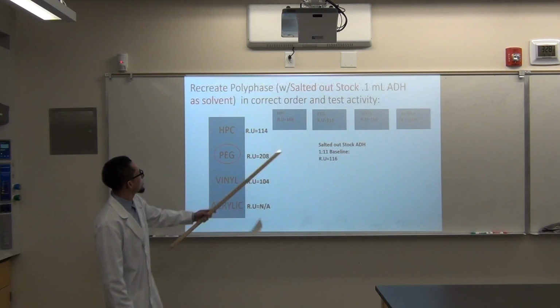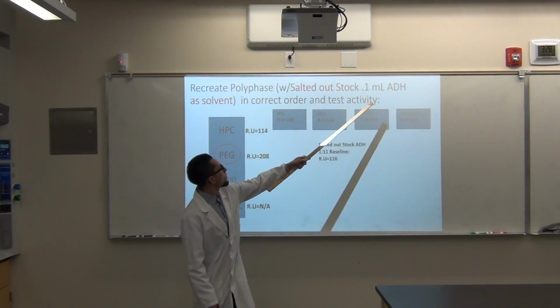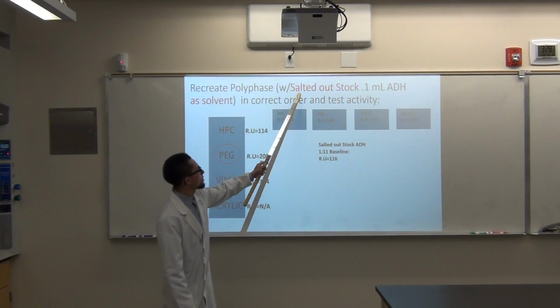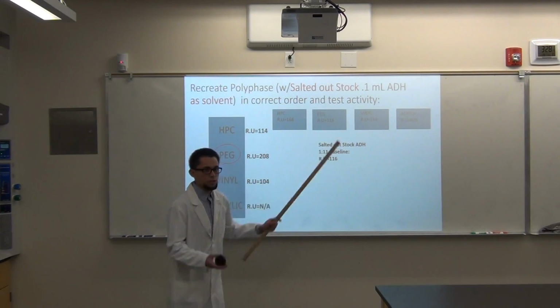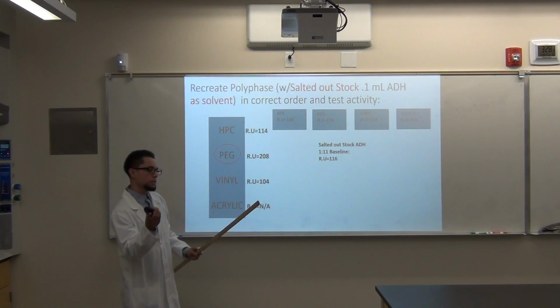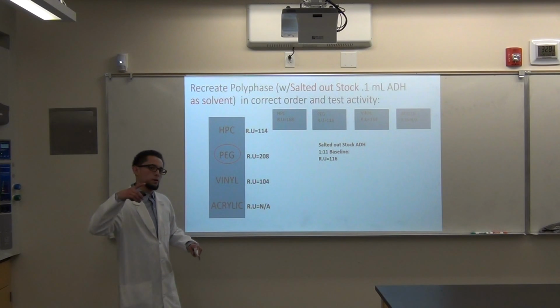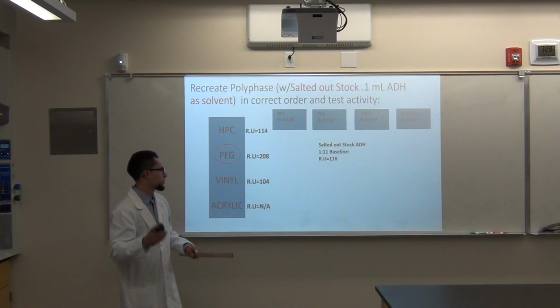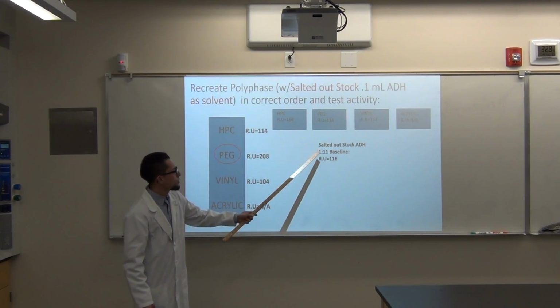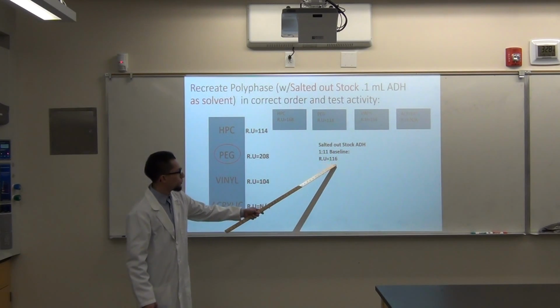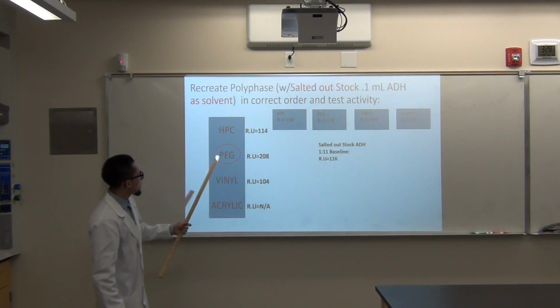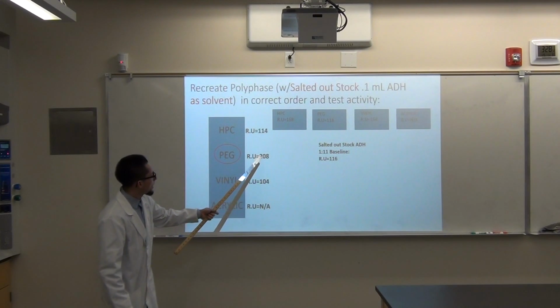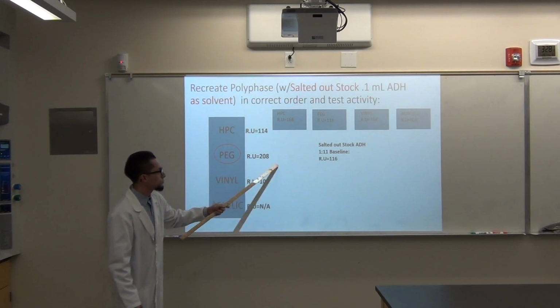So when we did that, again, we used the same 0.1 ml of ADH as a solvent, but this time we used a desalted stock solution. So we didn't use our original stock. We used it after the salt group added their salt to purify it further. So their baseline, which was a 1:11 dilution, was 116. And so it just so happens that PEG was the only one that increased the rack units. They actually doubled, pretty close.